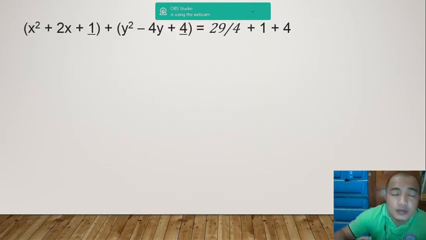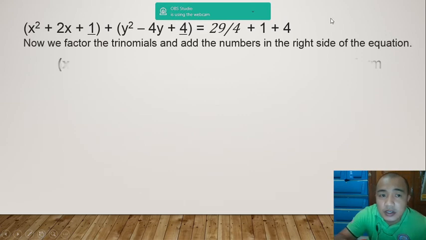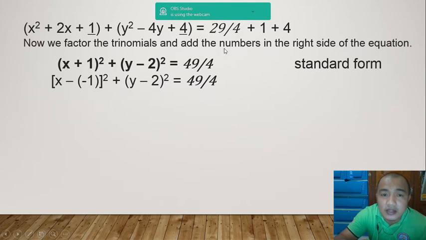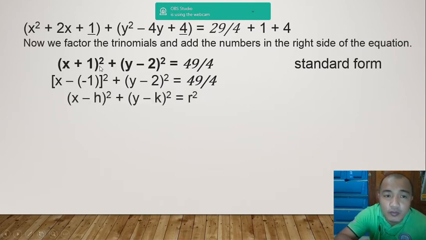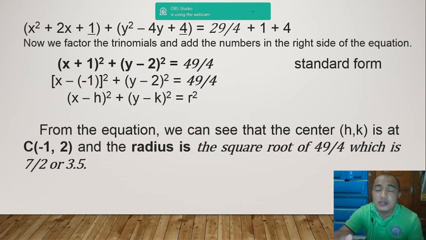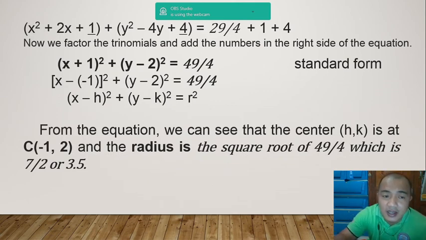Ayan. So, from here, let us now factor the trinomials, then add the constants, which is x plus 1 quantity squared is the factor of that. y minus 2 quantity squared is the factor of this. And then if you add 29 over 4 plus 1 plus 4, 49 over 4. So from general form, it becomes standard form. And from standard form, we can now identify the center and radius, which is negative 1, 2. Radius is the square root of 49 over 4, 7 halves, or 3.5. Same answer as in number 1B, right?